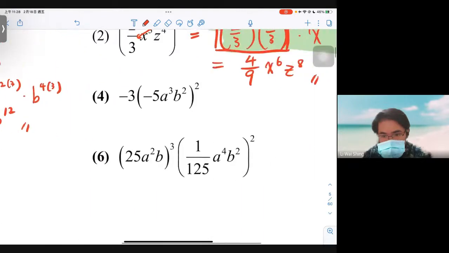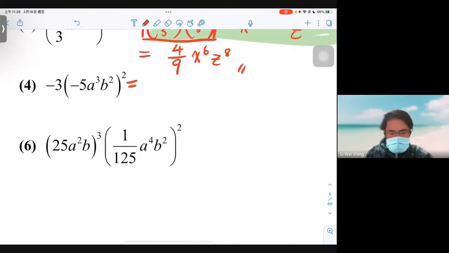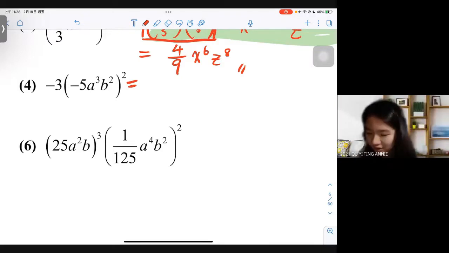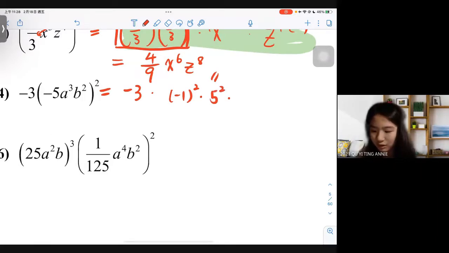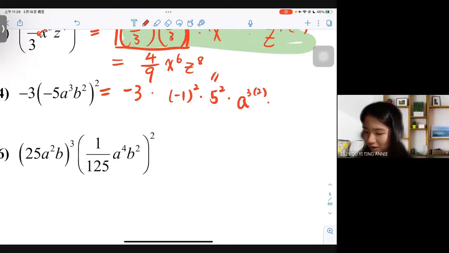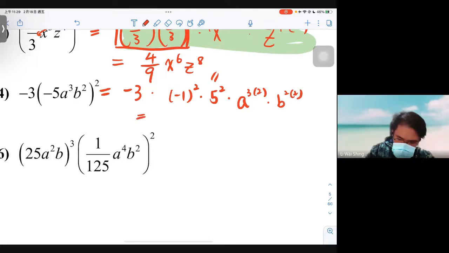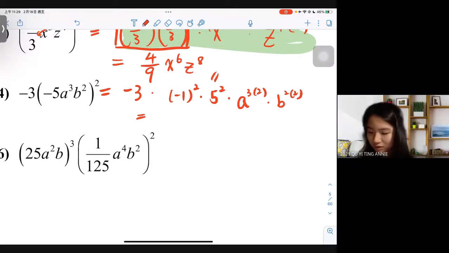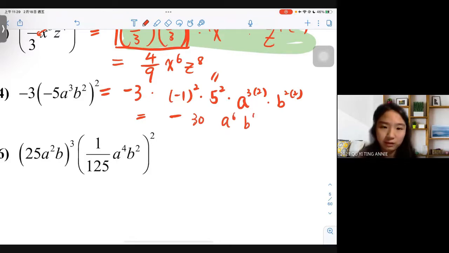Okay, so any question? Okay, Andy, you got the question. Minus 3 multiply minus 1 square. Yes? Multiply 5 square. Yes? Multiply a cube multiply square. Yes? Multiply b square multiply square. So the answer, please. Minus 30 a to the power of 6 and b to the power of 4.